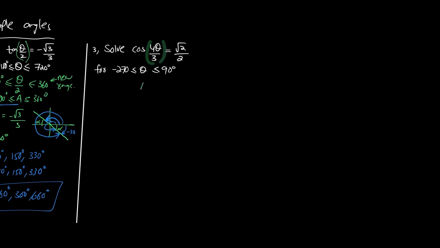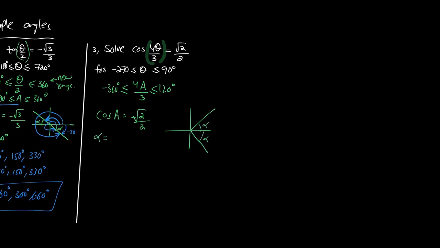So I can alter my range. 4 theta over 3 would now be from minus 360 to 120 degrees. That is how your range gets altered. Now the same step: cos A is root 2 over 2. So cos A is such that its cos is a positive value, and cos is positive in the first and the fourth quadrant.